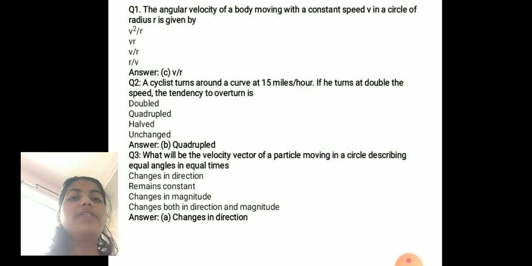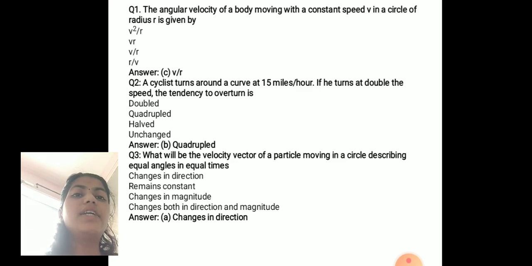Now the MCQs on circular motion. The angular velocity of a body moving with a constant speed v in a circle of radius r is given by: v square by r, v divided by r, or r divided by v. The correct answer is v divided by r.